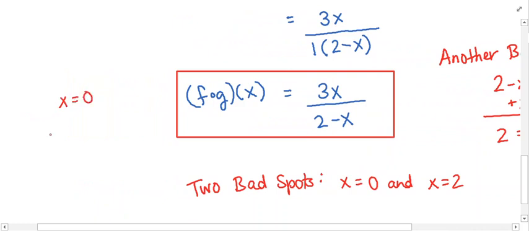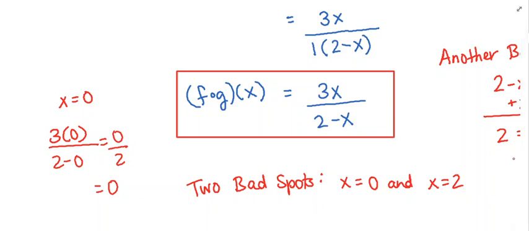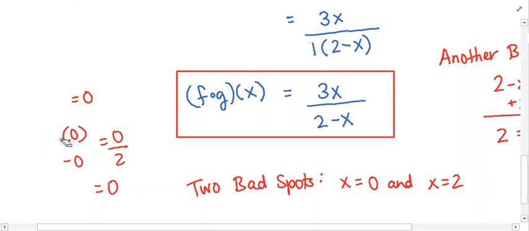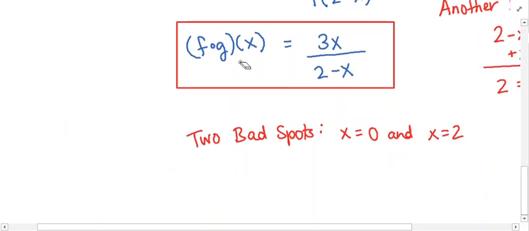If you plug in x equals 0, you're going to get 3 times 0 over 2 minus 0. That's 0 over 2, which is 0. It looks like you can plug in 0, but you actually can't based on the original f and g. Okay, that's what I was saying. The simplification process potentially covers up the bad spot. That's why you also have to check at initial setup. Okay, so it looks like you can plug in 0 to the final answer, but you can't. Okay, so this is the function.